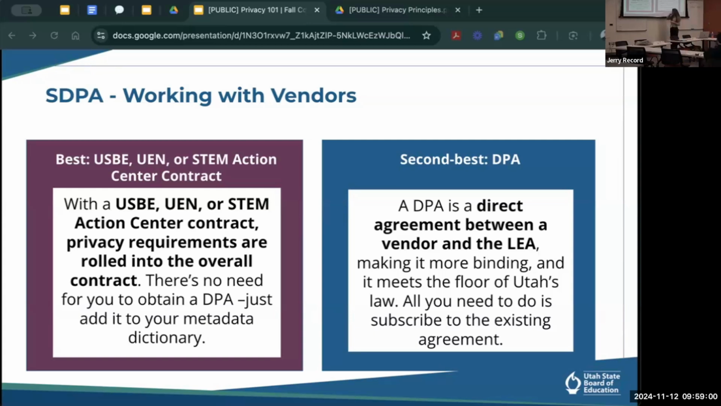Okay, so basically the idea is if you sign on to a contract that is signed by USBE, UEN, or the STEM Action Center, you can rest assured that we've put that contract language in place. If that's not the case, then it's your duty to make sure that you have what is called a DPA in place, a data privacy agreement, so that the vendor is bound to that same contract language. Does anyone have any questions about this one, either in person or online? Okay, great.